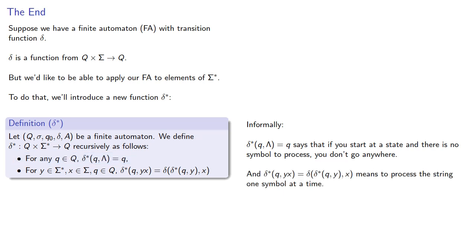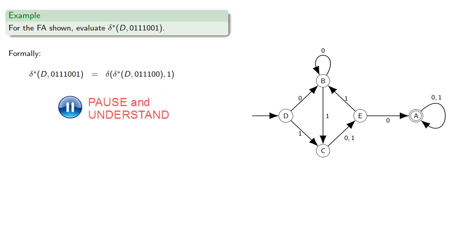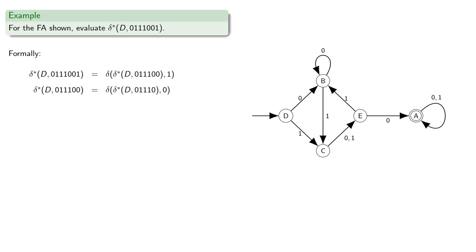And the second part of our definition means that we process the string one symbol at a time. In this case, the definition is actually more complicated than the process of using it, so let's take a look at that. Let's try to evaluate delta star of d and this string. Our definition says that delta star of a state and a string is the same as delta of delta star of the same state and the string with the last symbol clipped off, and then that last symbol. And we can do this again. And then lather, rinse, repeat.